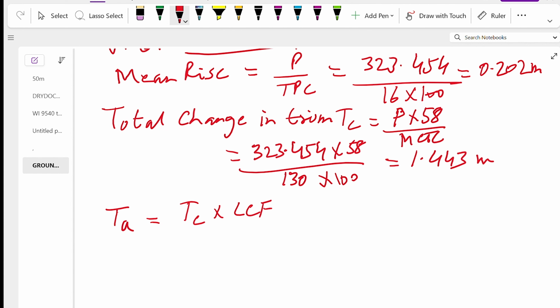because it's from the aft perpendicular now, we're finding a change in draft at the aft perpendicular. So we multiply by LCF, which is the distance of aft perpendicular to center of flotation, upon LBP always. Because total change in trim upon LBP, this is the main ratio. And wherever we are finding the change in draft, we just multiply by the distance of center of rotation from that point. So in this case, it is aft draft, so LCF.